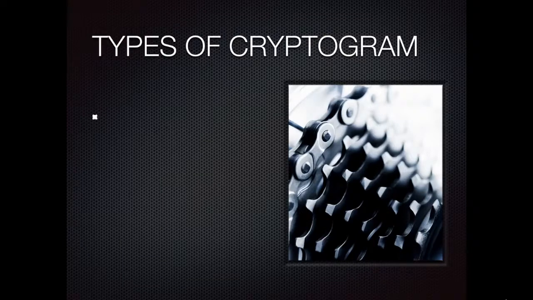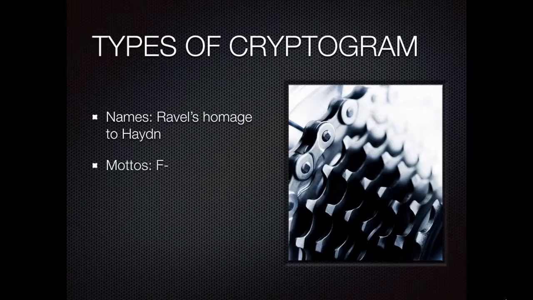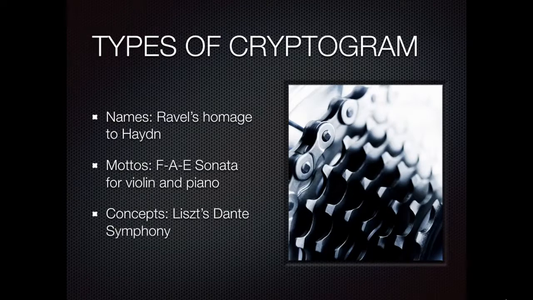So we're going to be considering in this video names. A simple thing like encoding somebody's name, and an example of that is Ravel's homage to Haydn, which we're going to look at. Another thing you can do as a cryptogram is a motto. You can embed a motto as a kind of code. And for that, we're going to look at the FAE Sonata for violin and piano. That doesn't look very inspiring, but bear with me. You'll see that it actually is. And the last one, you can also embed concepts if you really know what you're doing. And that's what Liszt did in his Dante symphony.